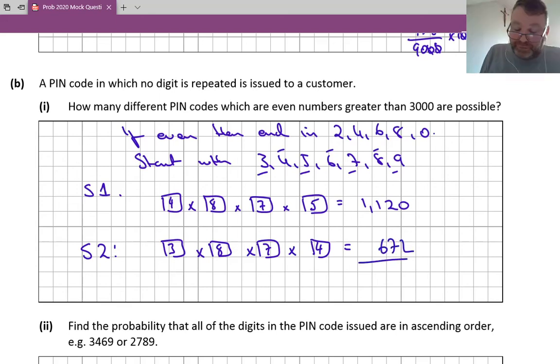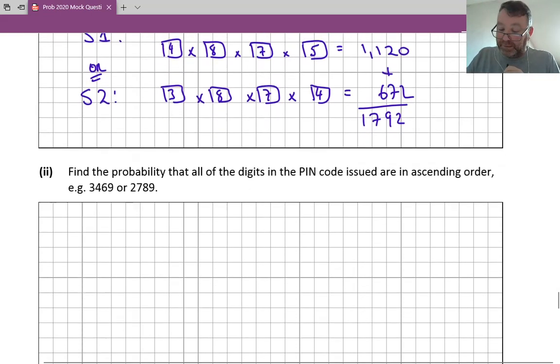So it's either scenario 1 or scenario 2, which means I'm going to add both of those together. And when I do so, I get 1,792. So that's an unusual question. If the numbers are to be greater than 3,000, but to be even, they have to finish with an even number. But if they start with even and are to finish with even, the number of evens available to finish with are reduced. If they start with an odd number and finish with an even, then all the even numbers are available. So just keep those two scenarios in your head. And because it's one or the other, you add the two results at the end.